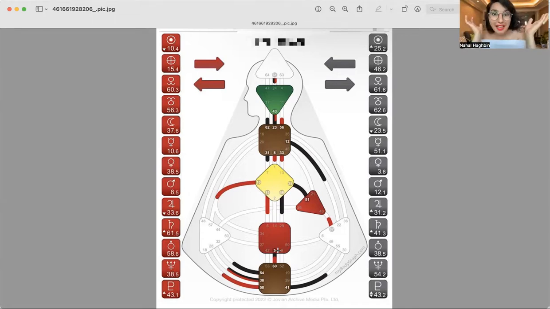Okay, so welcome back. All right, so this chart, it's an educated guess that they are a manifesting generator. And the things that make a generator, so there are 5 types of the human design. There are generator, manifesting generator, which is a hybrid between a manifester and a generator, so there's generator, manifesting generator, manifester, projector, and reflector.